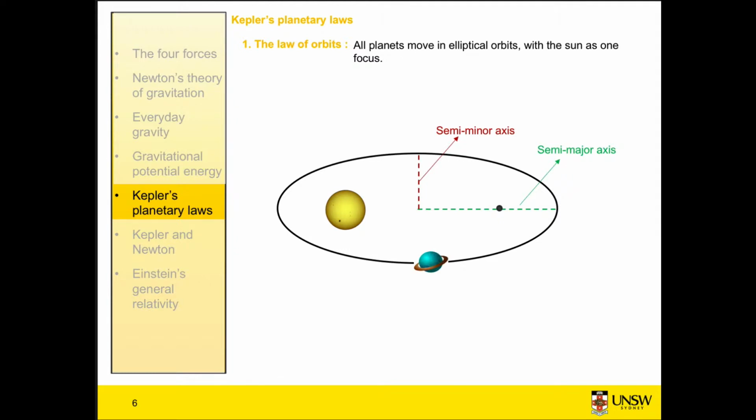I will also define here two more useful terms that we'll need to know now that we know the orbit is an ellipse. We have the perihelion, which is the closest point the planet will get to the sun, and we have the aphelion, which is the farthest.